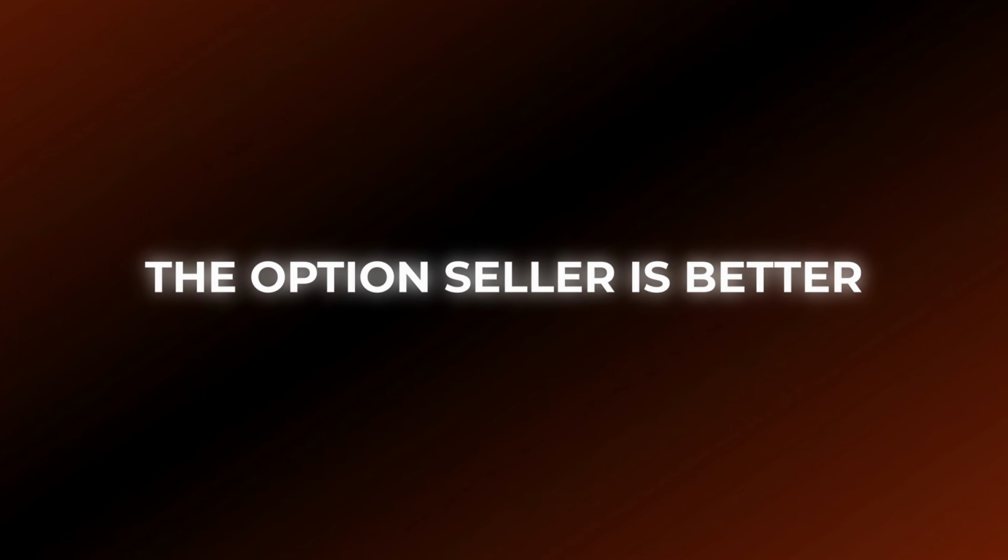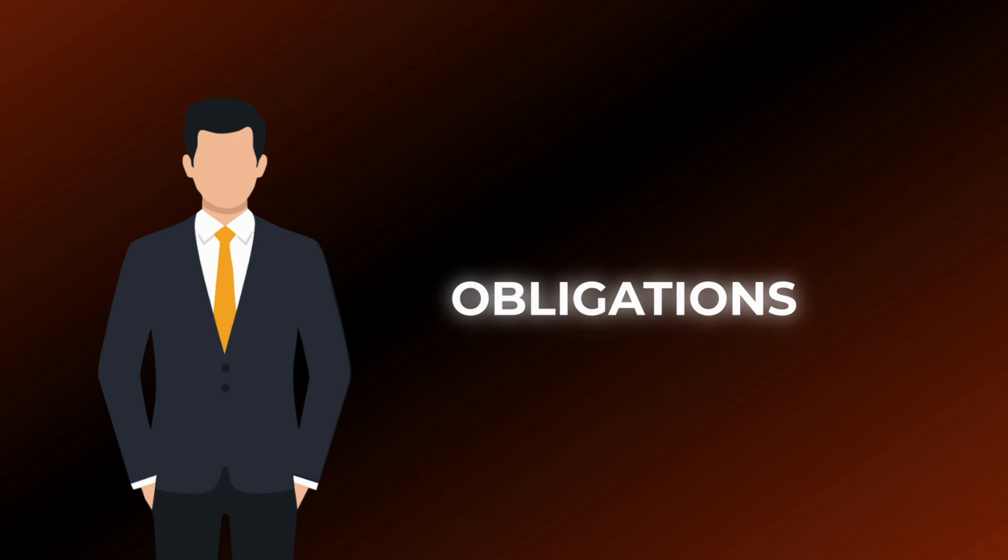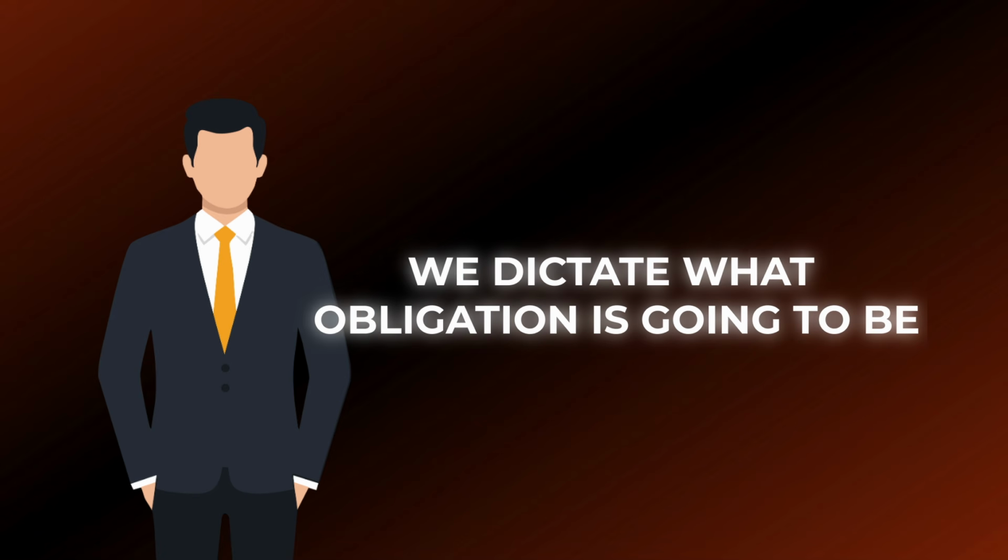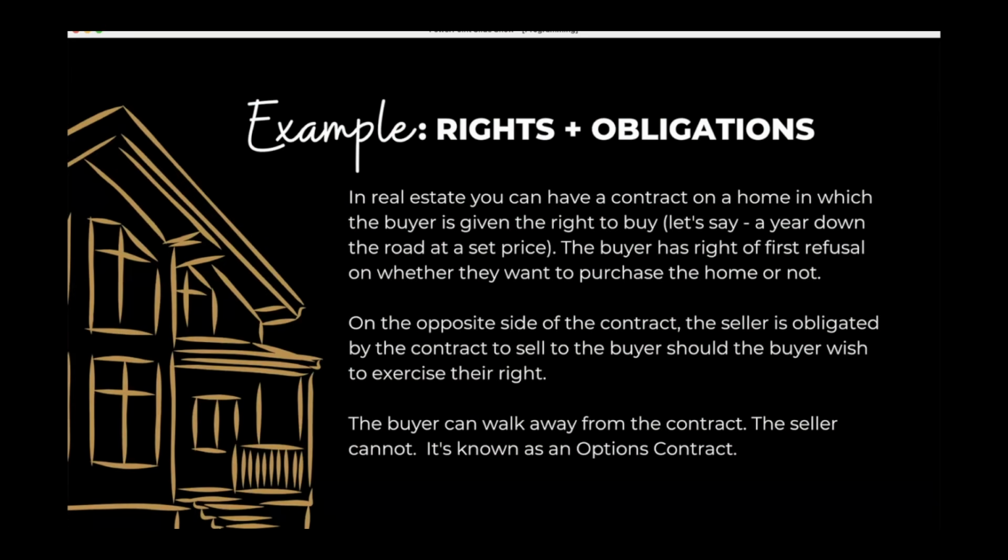Here at Dorian Trader, we are primary option sellers. We have obligations primarily, but that's okay because we dictate what that obligation is going to be. We get to write the contract. We get to determine all the terms. And if the terms do not fit our criteria, we can say no deal. Now, the real estate world highlights these rights and obligations so you can have a better understanding of it.